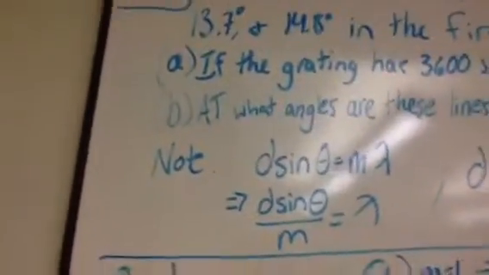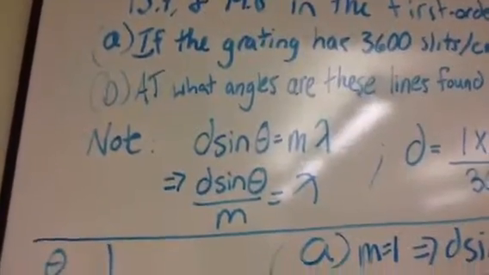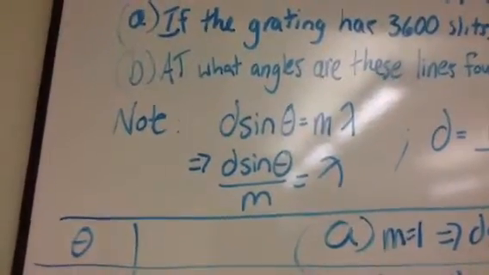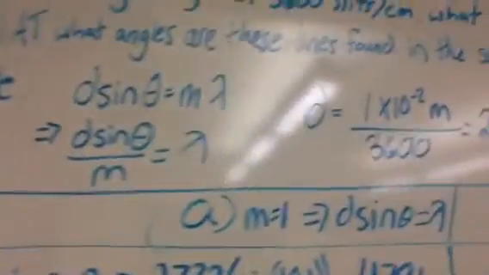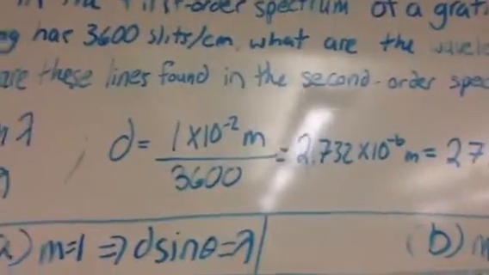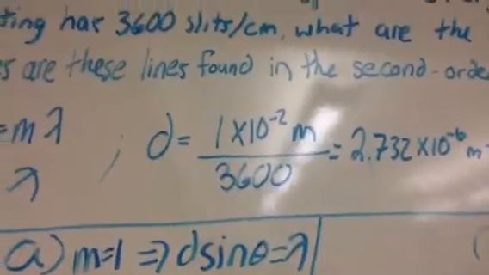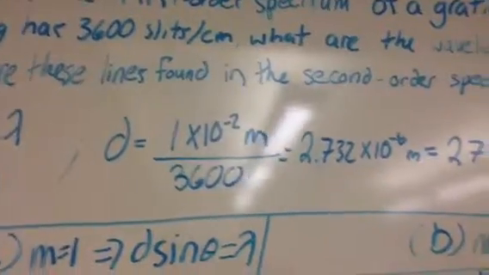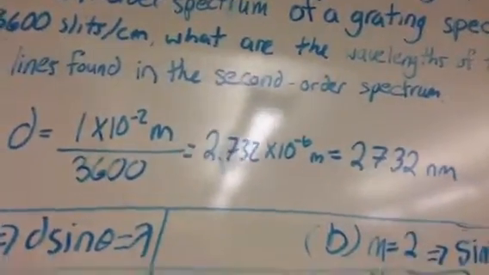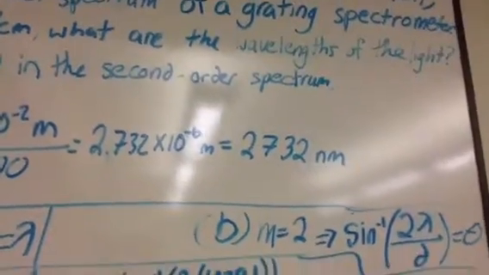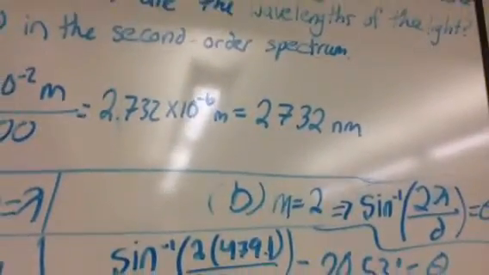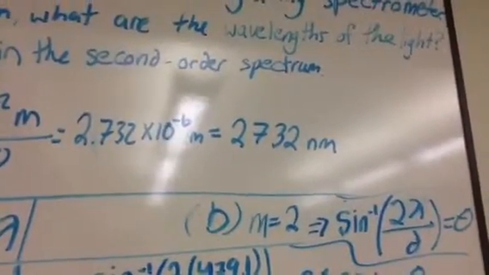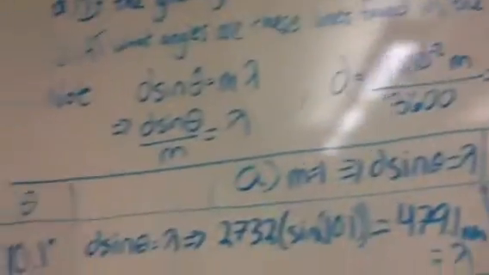Now, we know, as we discovered, that the equation is d sine theta equals m lambda. For the first part, A, we can change it around, just algebra, to d sine theta over m equals lambda. And to find d, we know that one centimeter, which is 1 times 10 to the negative 2 meters, divided by 3,600, which is the number of slits per centimeter, is equal to 2.732 times 10 to the negative 6 meters, which is equal to 2,732 nanometers. Now, we choose nanometers because nanometers are the typical unit for lambda, the wavelength. So therefore, we will move on to A.